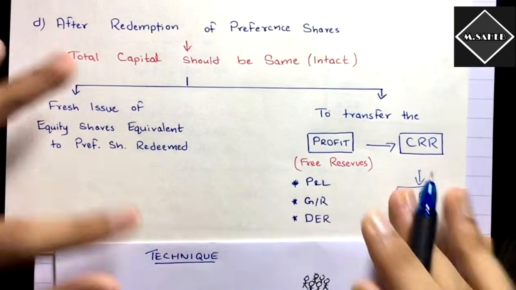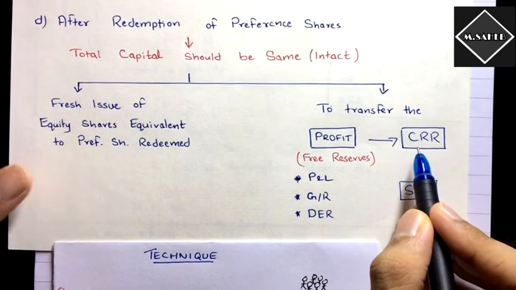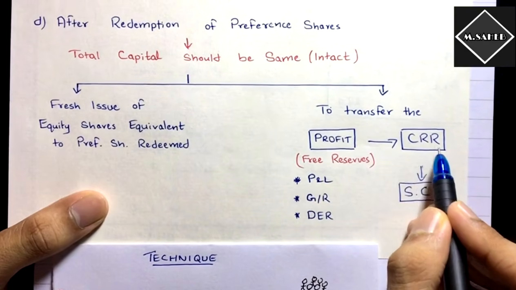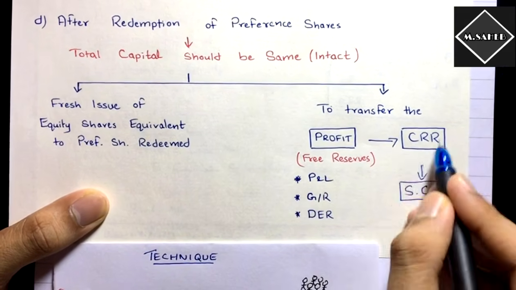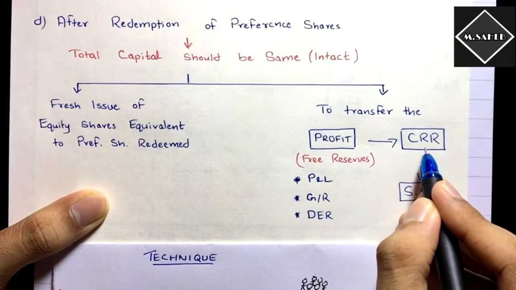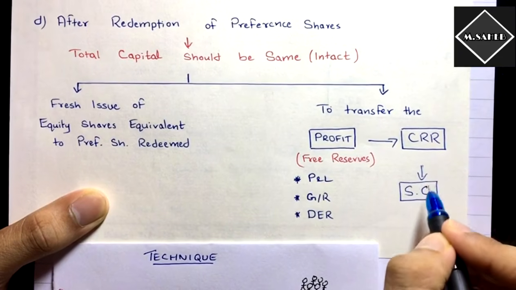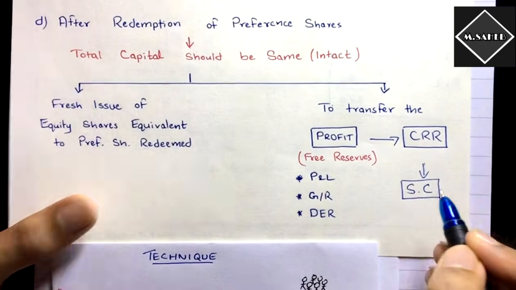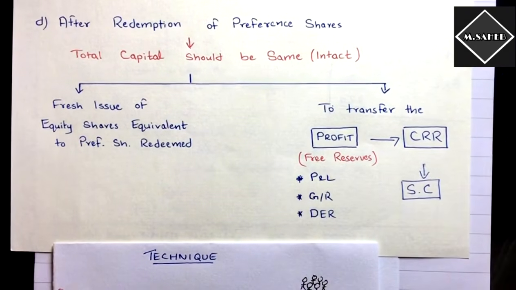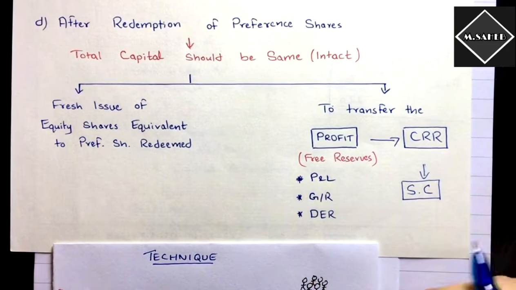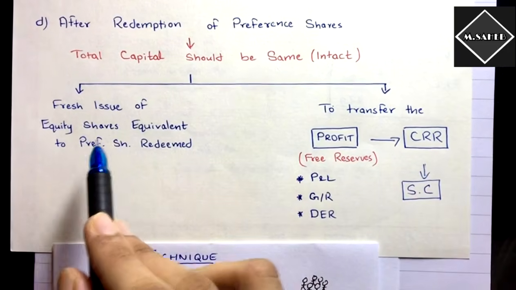And one more thing that you can do is transfer the free reserves to a special account called capital redemption reserve, which will ultimately get converted into share capital, because this reserve is a special reserve which can only be used to issue bonus shares, free shares. So ultimately this will get converted into share capital and the balance would be maintained, and you have to comply with section 55. The total capital has to be same. So you can do that either by transferring free reserves to CRR or making a fresh issue.